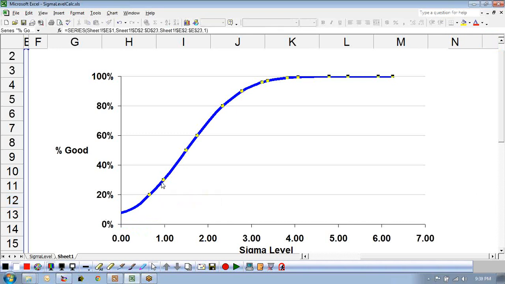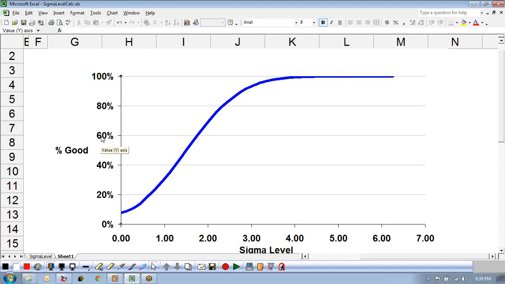You can actually get a negative level sigma. But here we are up at about 1 sigma. That's about 30% good for a 1 sigma process. At a 2 sigma process, we're talking about maybe 65% good. A 3 sigma process is about 94% good. And here we are at a 4 sigma process where we're really hitting that 99 or slightly above.